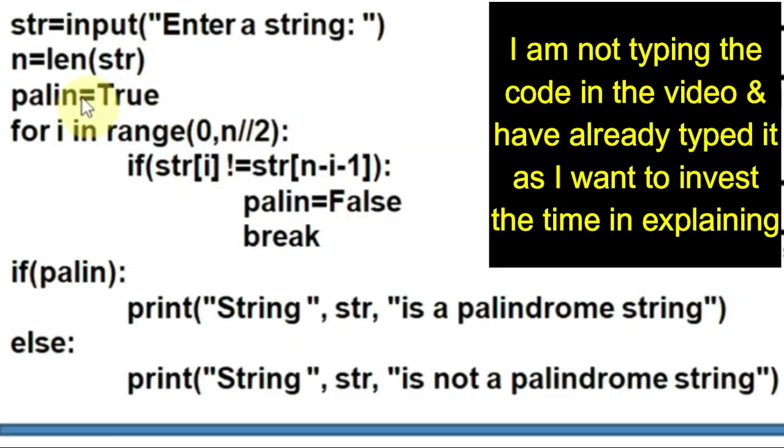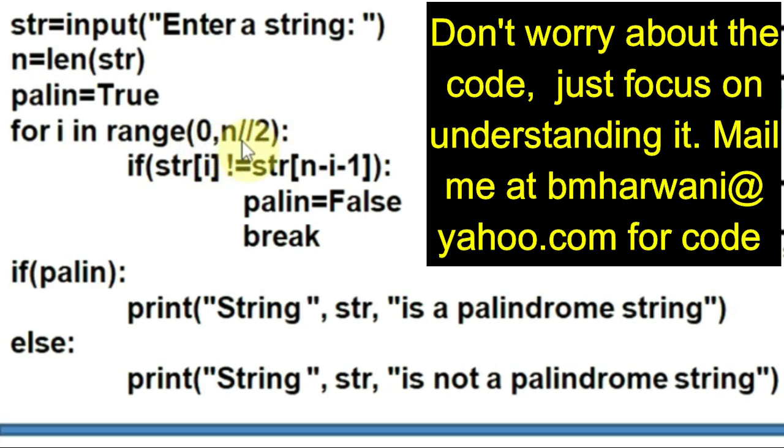You have defined a boolean variable palin. You have initialized it to true. Remember that this t is in uppercase. It is case sensitive. You are using a for loop which will go from 0. This is integer division. From 0 till 5 divided by 2. Integer of 5 divided by 2 is 2.5 and integer is 2. So the range function will be having values from 0 till 1 because 2 is exclusive, right?